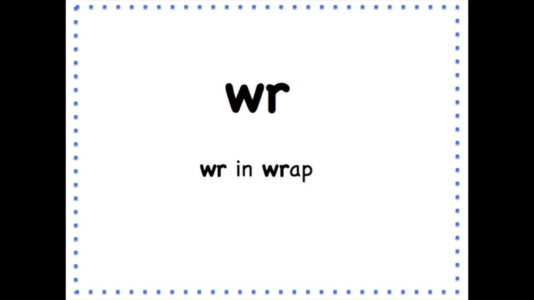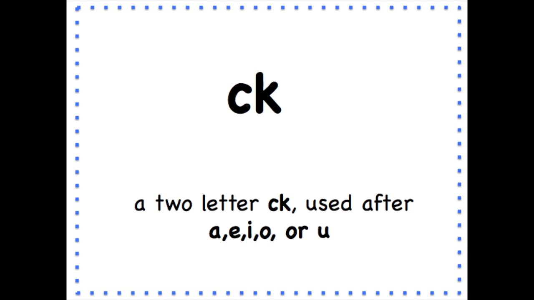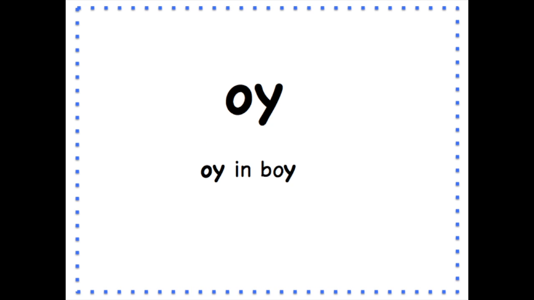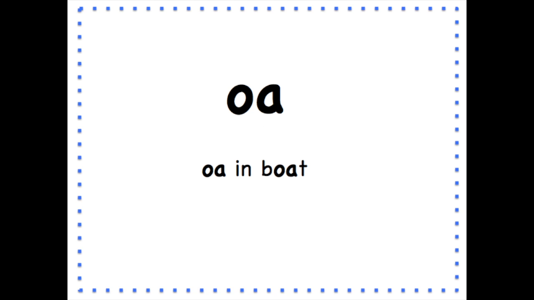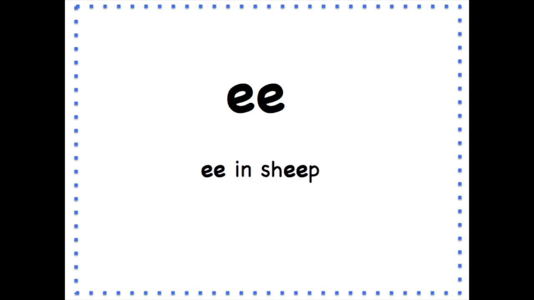W-R: R in rap. G-H: G in ghost. C-K: a two-letter K, used after a, e, i, o, or u. U-I: U in fruit. O-Y: oi in boy. O-A: O in boat. N-G: ng in rang. E-E.